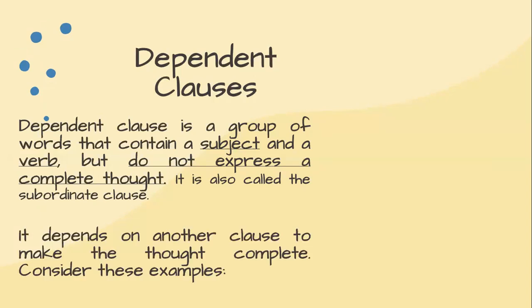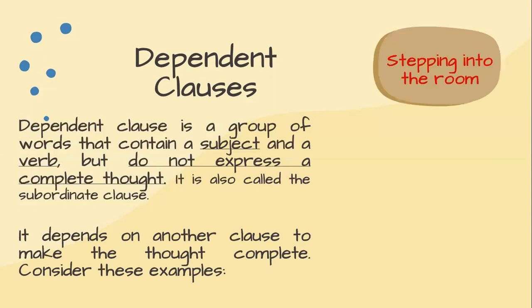Consider these examples. Stepping into the room. Can you identify the verb and the noun in it? Both of them are there together. Room is your subject and stepping is the verb. But did you get complete information with this clause? Stepping into the room, you don't know what happens next. You don't know who's doing this action. So some more information is needed in order to make sense, in order to convey a complete thought.